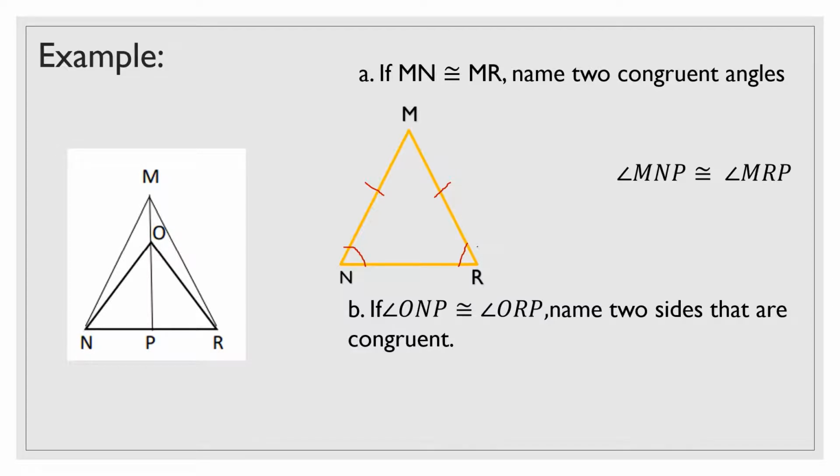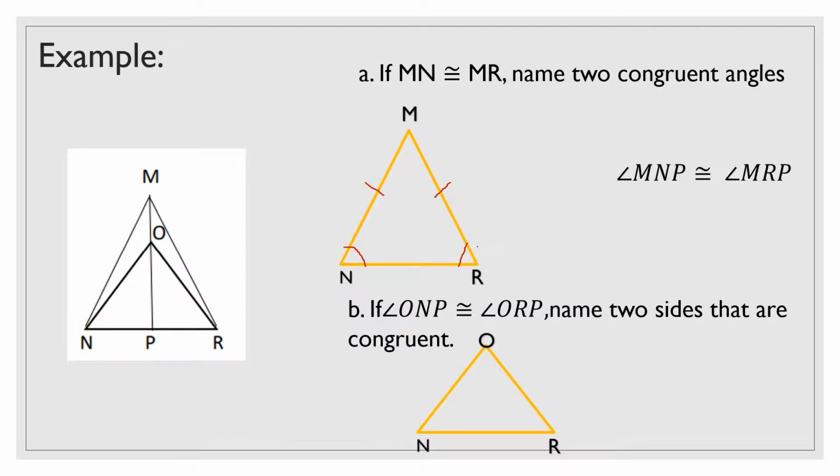Next question, we have if angle ONP is congruent to angle ORP, name two sides that are congruent. So, angle ONP at angle ORP ay makikita natin sa triangle ONR. So, hiwalay natin.